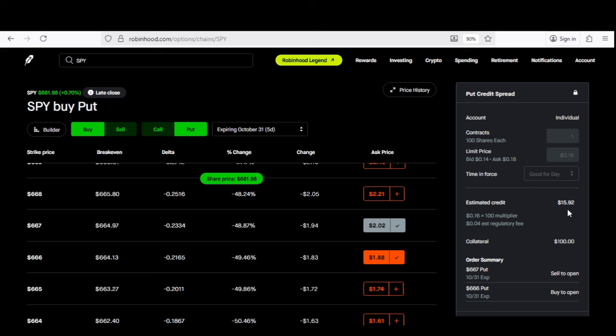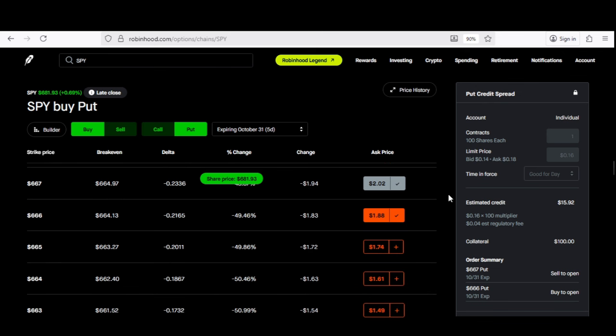Now, there's a couple ways in which you could make more money. The number one way is going to be to scale. And by scale, I mean you could increase your contracts. Instead of doing one like I did for this example, you could do 2, 3, or 4. Always do whatever your portfolio can afford. Now, the other way you could make more money is to increase your legs or the width of your spread. So I'm going to show you how to do that.